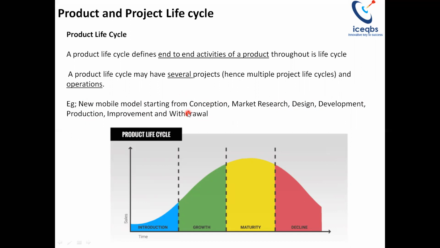In this product life cycle of the mobile phone, the market research, design, development, improvement, etc. can be taken up as projects, whereas the production can be taken as operations. So a product life cycle defines the end-to-end life of a product comprising many project life cycles and operations.